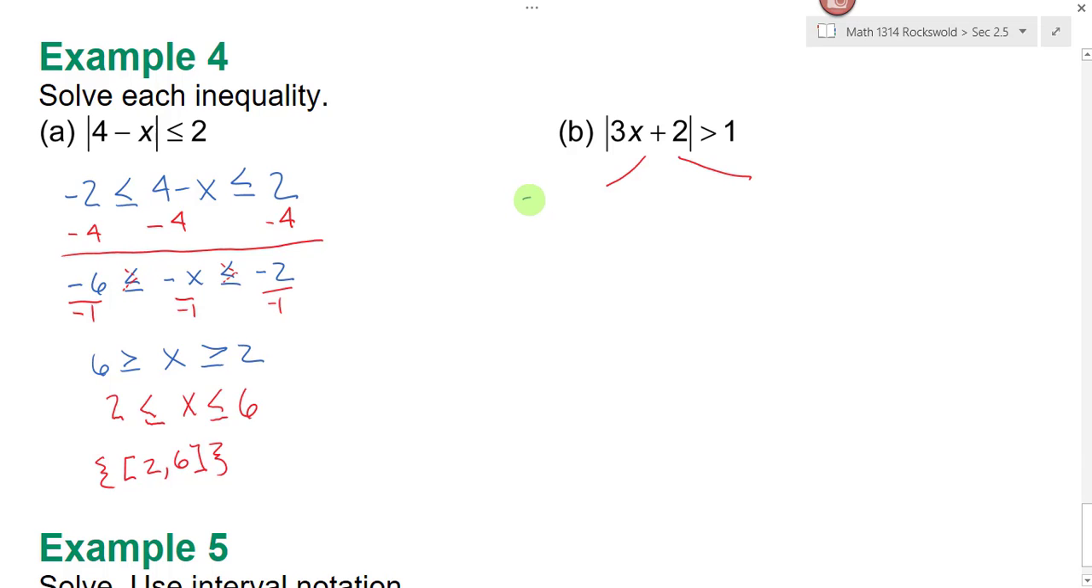To set up the first one, I take what's inside the absolute value bars and I put this is less than negative 1. Use the opposite number, but if you multiply by a negative, you flip that inequality. And then for my second inequality, I have the inside of the absolute values, 3x plus 2 is greater than 1. I just write this one as is. But whenever I multiply by the negative to get the opposite, I've got to flip that sign.